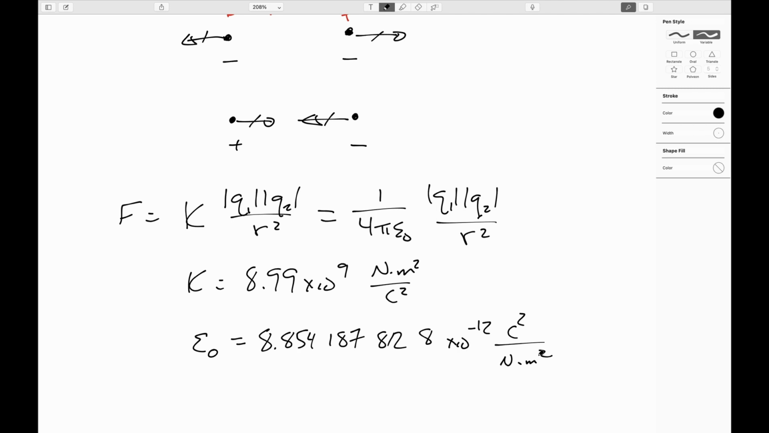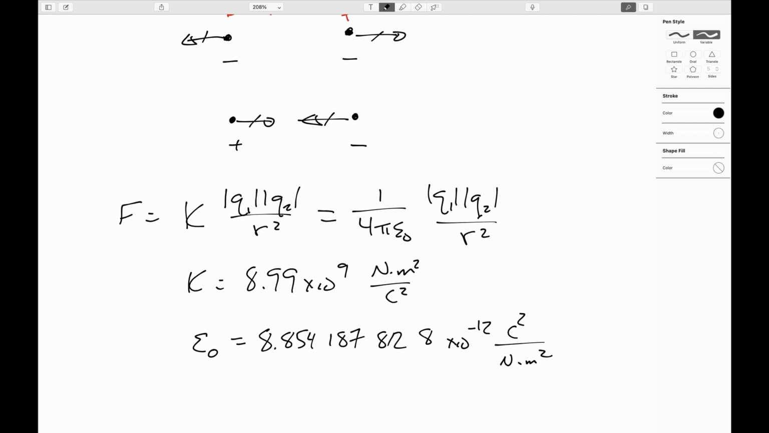Now, a lot of books will tell you that this is an exact number. That is not any longer true. With the redefinition of SI that occurred in May of 2019, epsilon naught ceased being an exact number and is now an experimentally measured number, although you can see that it is measured very, very precisely. And for anything that you're ever going to practically do, you would just say 8.85 or something like that would be probably plenty good enough.